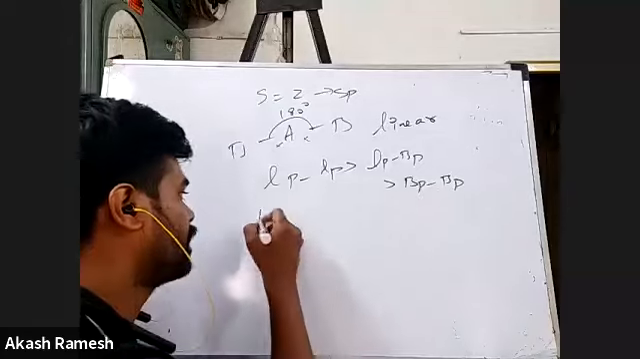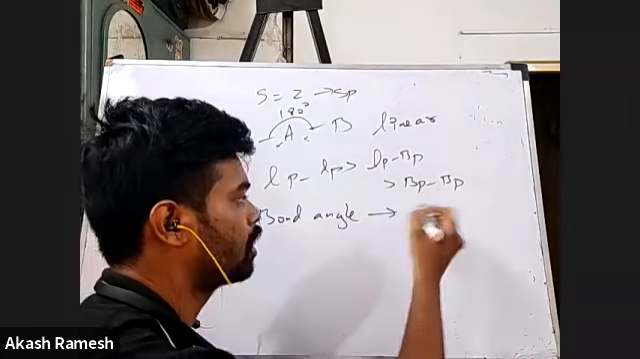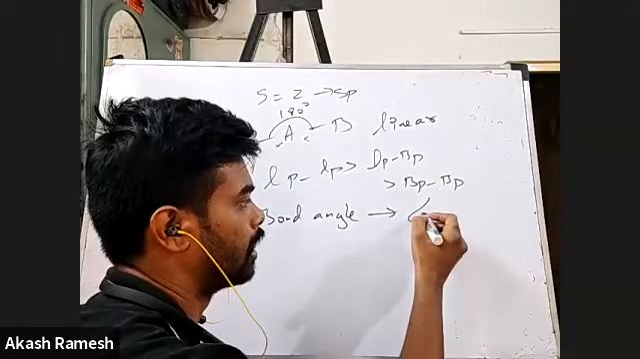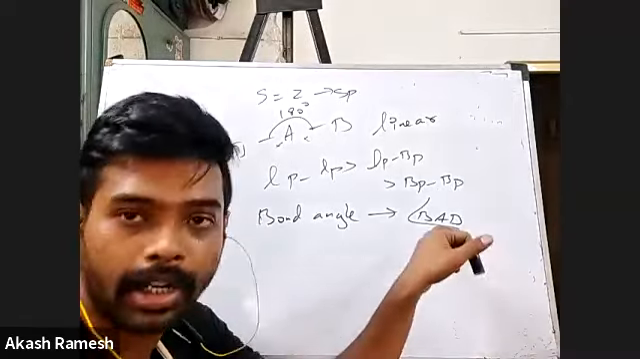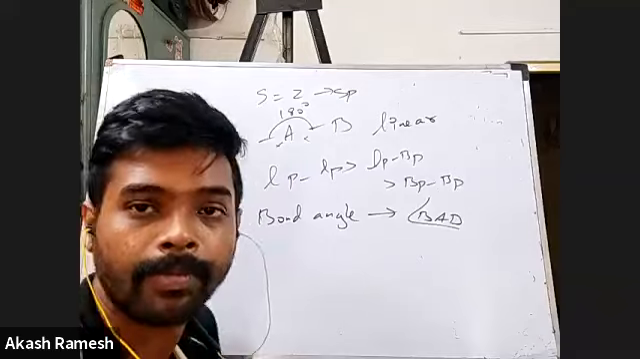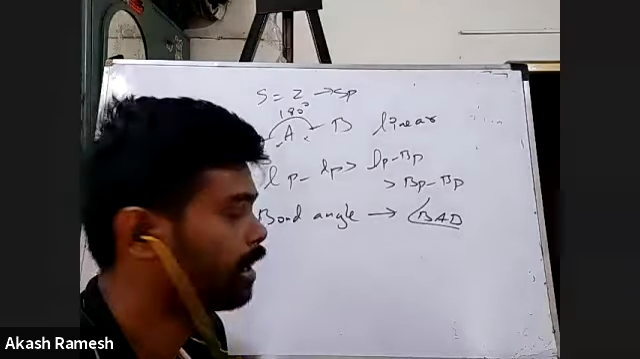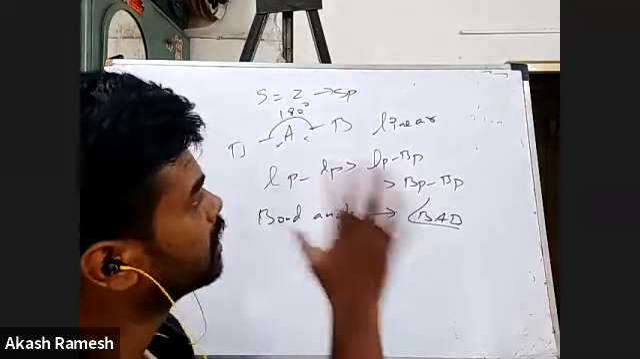Now, please understand, whenever I say bond angle, it talks about the angle of bonding atom, central atom, bonding atom. Not only in this case, see, bonding atom, central atom, bonding atom, that bond angle, right? So that bond angle here is going to be 180 degrees.